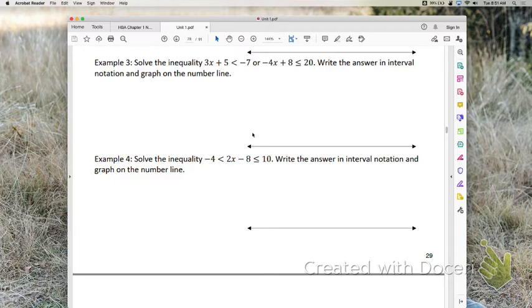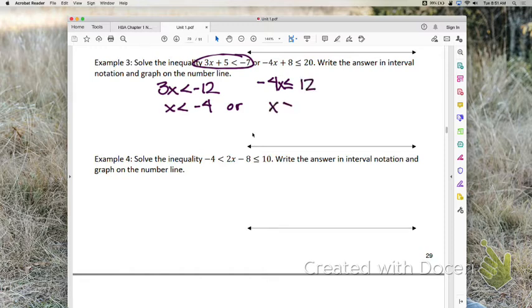Okay? So, when I see example 3, I'm going to solve this one. I'm going to subtract 5. I'm going to divide by 3. And I'm going to get x is less than -4. Or I'm going to solve the second one. -4x is less than or equal to 12. Divide. Flip the sign. When I divide by a negative, I get x is greater than or equal to -3.